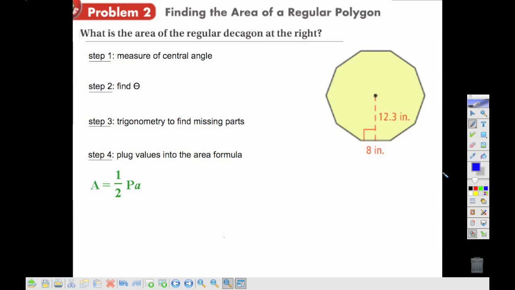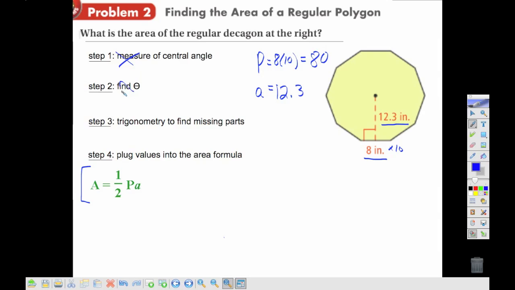Now we should be careful because sometimes we don't actually have to go through all of these steps. Notice the way the book gives us this problem here. They give us a side and they give us an apothem. That means as we look at the formula, looking at what we need, if we need the perimeter and the apothem, well, we have the apothem given to us as 12.3 inches. The perimeter we can find quickly. It's a decagon, so we just take this 8 times 10 and we get 80. So we have everything we need for the formula.